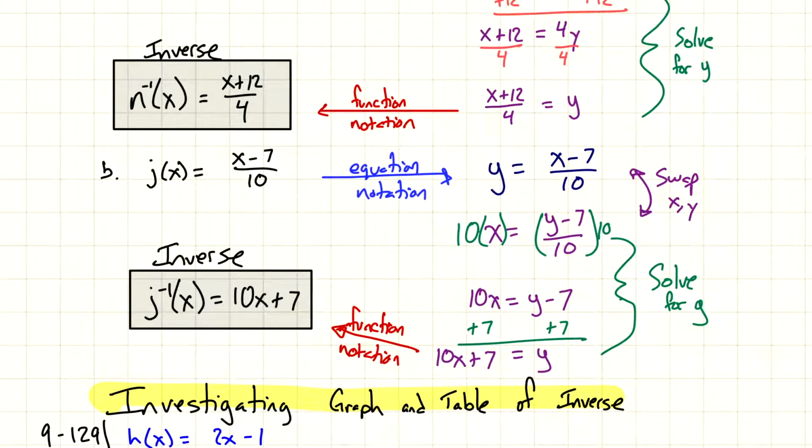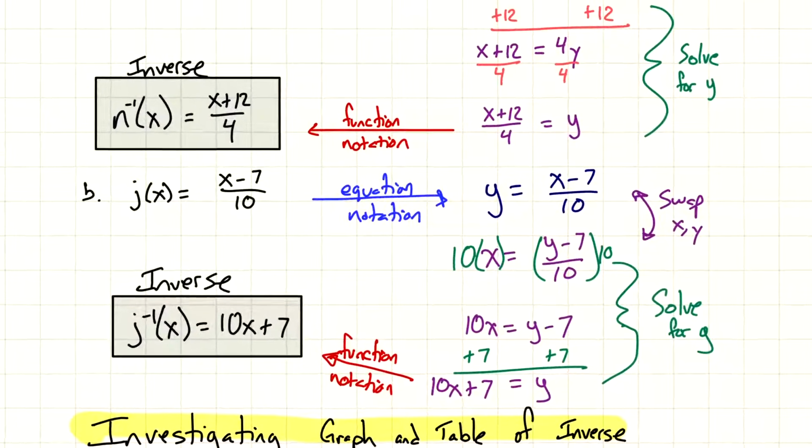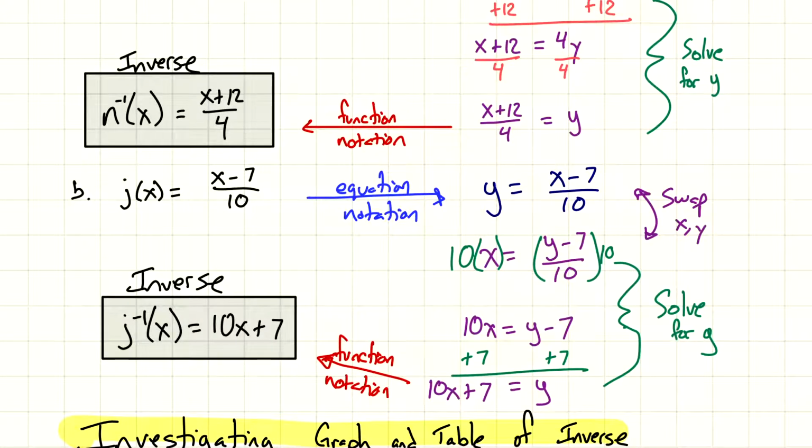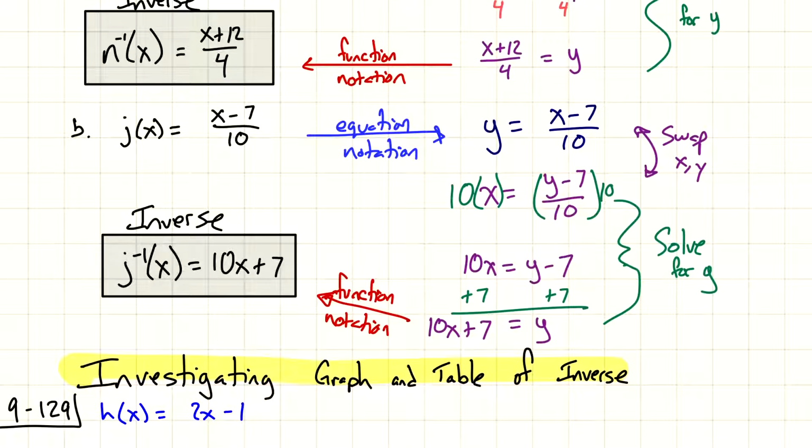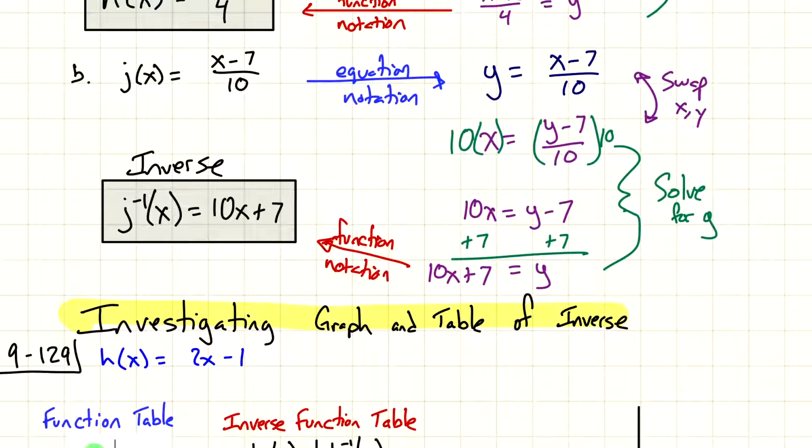So that's the general idea of how to do this. Definitely this applies to all the different functions. Doesn't matter if it's a linear function or quadratic function, square root function. The process is the same. You're still going to write it into equation notation, you're still going to swap your x's and y's, and solve for y. It works exactly the same way.